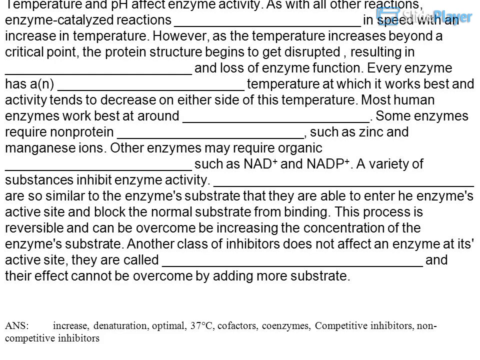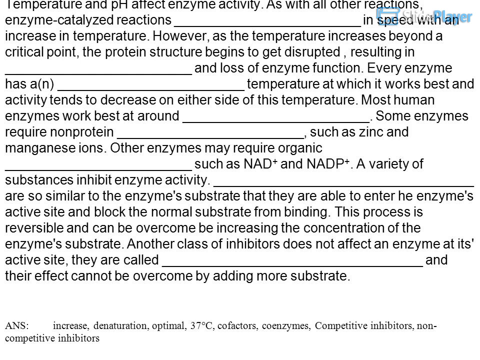Temperature and pH affect enzyme activity. As with all other reactions, enzyme-catalyzed reactions _ in speed with an increase in temperature. However, as the temperature increases beyond a critical point, the protein structure begins to get disrupted, resulting in _ and loss of enzyme function. Every enzyme has an _ temperature at which it works best, and activity tends to decrease on either side of this temperature. Most human enzymes work best at around _.